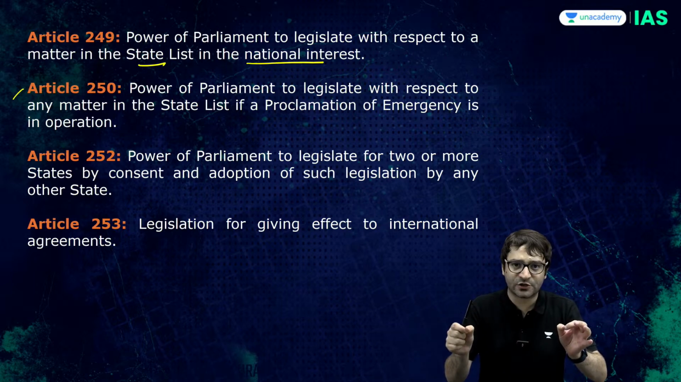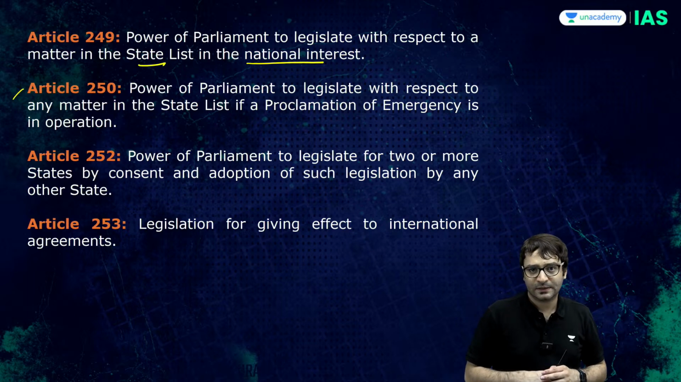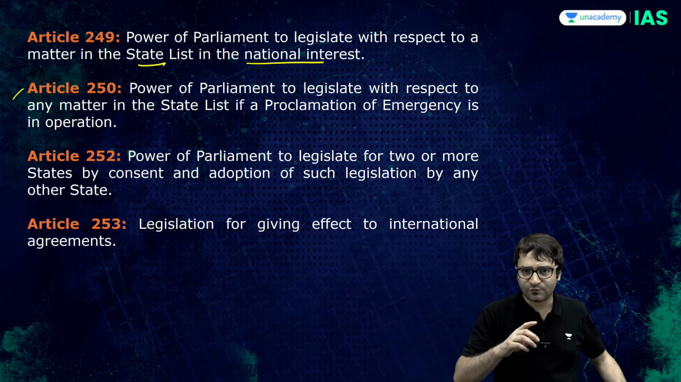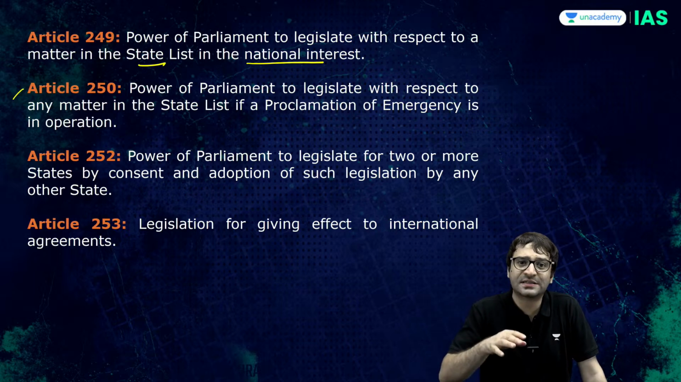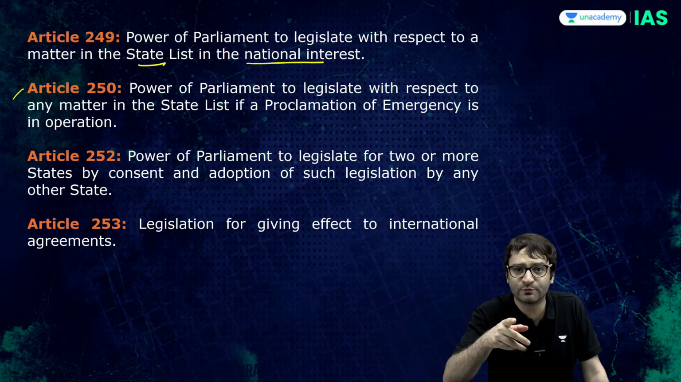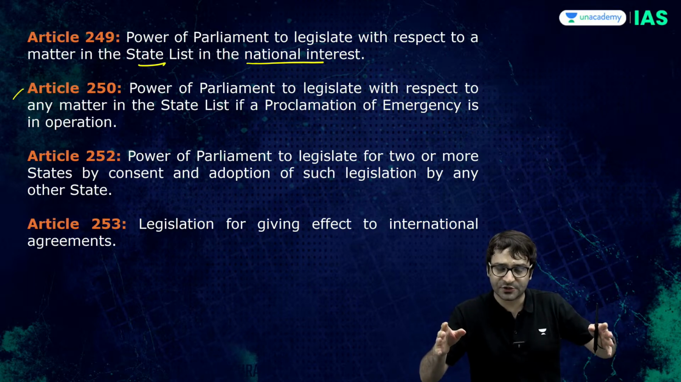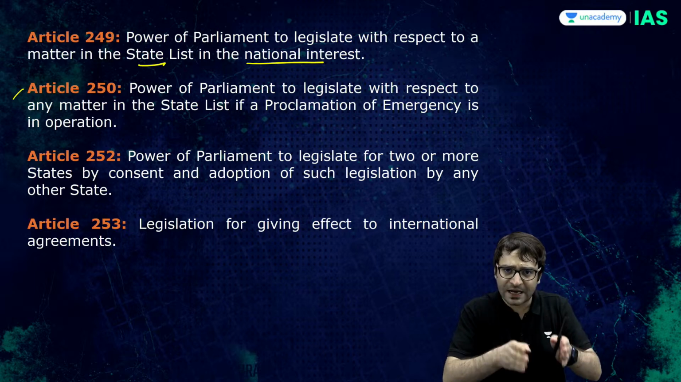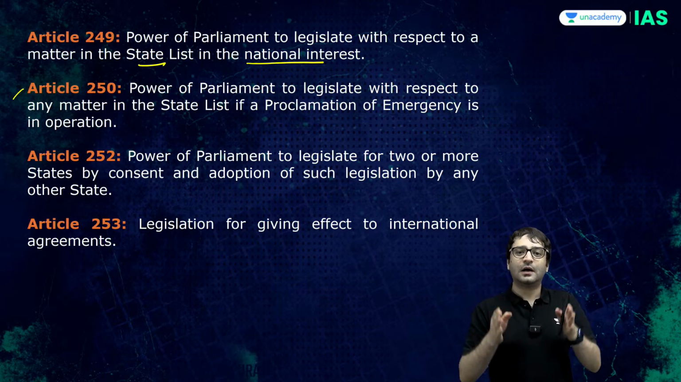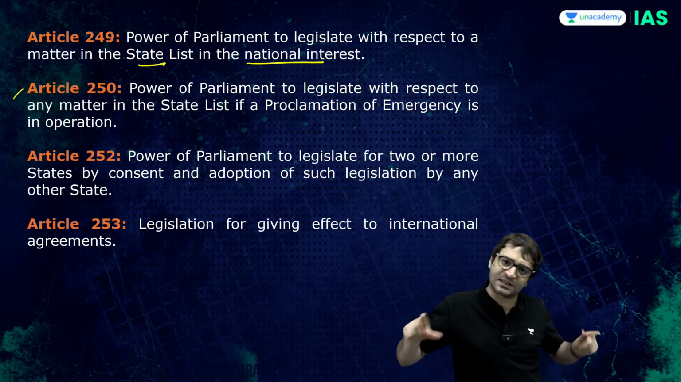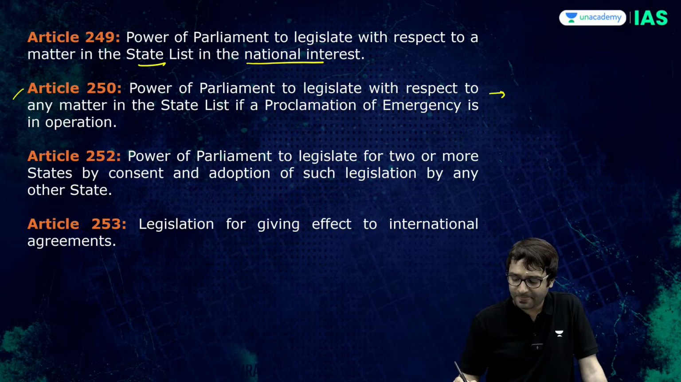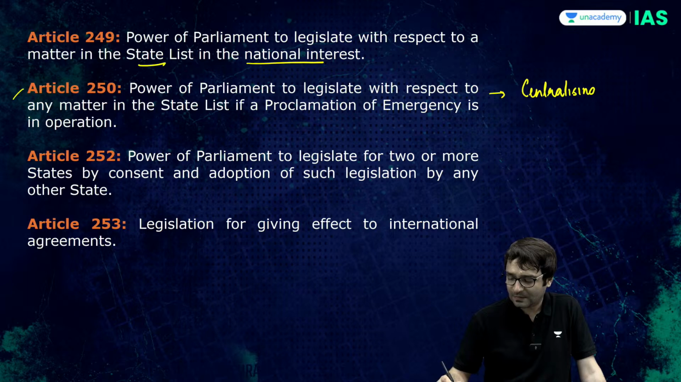And Article 250 talks about Parliament enjoying concurrent power of legislation when it comes to national emergency. What does that mean? Listen to me carefully. There is union list, state list, concurrent list. Who has the power to make a law on the union list? Parliament. Who has the power to make a law on the state list? State legislature. Who has the power to make a law on the concurrent list? Both Parliament as well as state legislature. During national emergency, all the items in the state list, you can assume, are mentioned in the concurrent list. Which means on these items, both Parliament as well as state legislature have the power to make a law. This is what we call a centralizing tendency of Indian federalism.